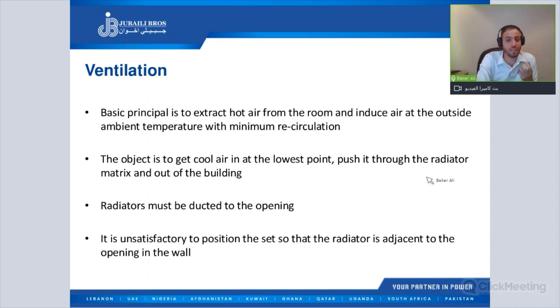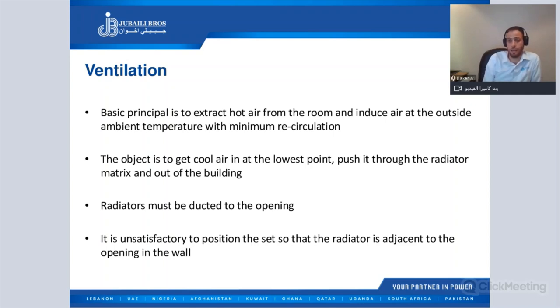The object is to get cool air in at the lowest point, push it through the radiator and out of the building. The radiator must be ducted to the opening. So between the radiator and the outlet opening, we must connect a piece of duct to take the hot air from the radiator to outside the room.